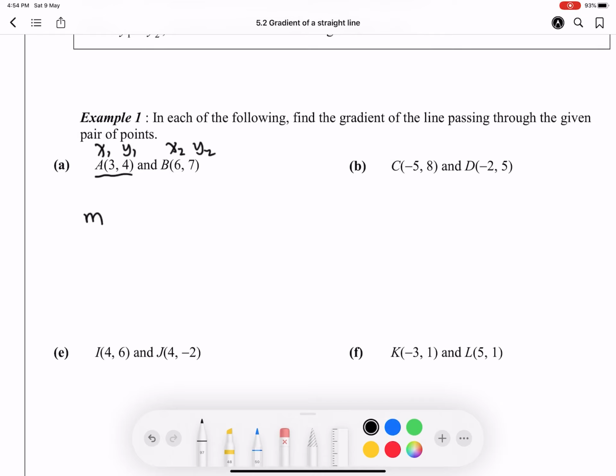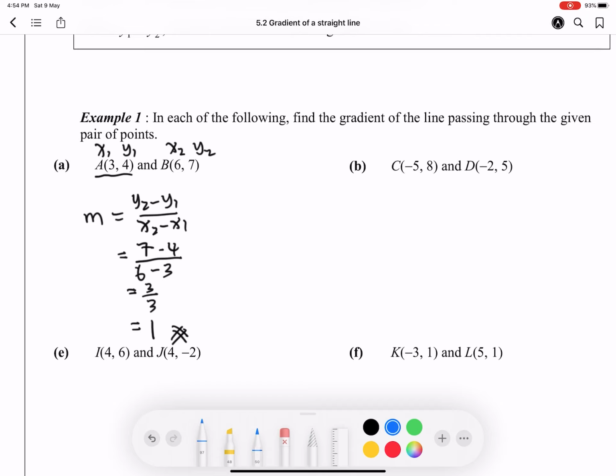So to find the gradient, which we denote by m here, we will have y2 minus y1 over x2 minus x1. So if you fill in the numbers, we have 7 minus 4 over 6 minus 3. So this will give rise to 3 over 3, which is equal to 1. So the gradient for part A is 1.